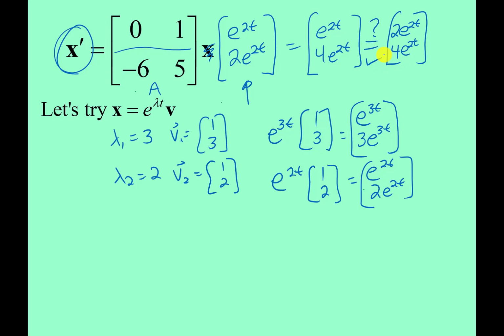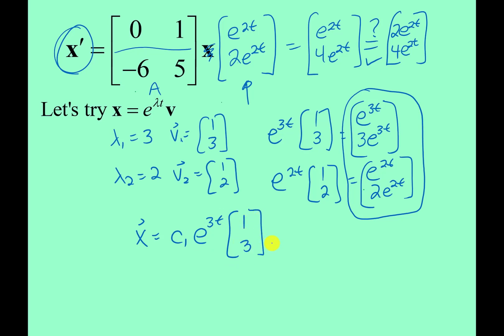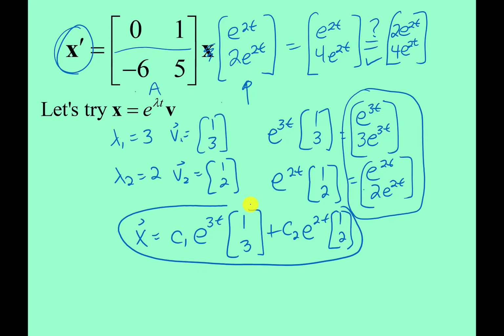And yes, it does work. So the way we're going to find solutions to systems is we are going to take e to the eigenvalue times the eigenvector, and we have two different solutions that work, and so we could build all solutions with those if we put those in a linear combination. So that's what we want to do to solve this system. So the solution is going to be C1 e to the 3t multiplied by 1, 3 plus C2 e to the 2t multiplied by 1, 2. So that's my general solution.